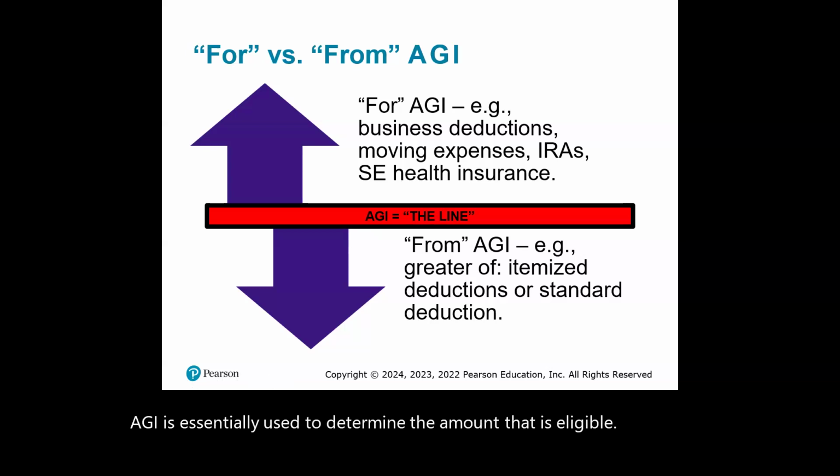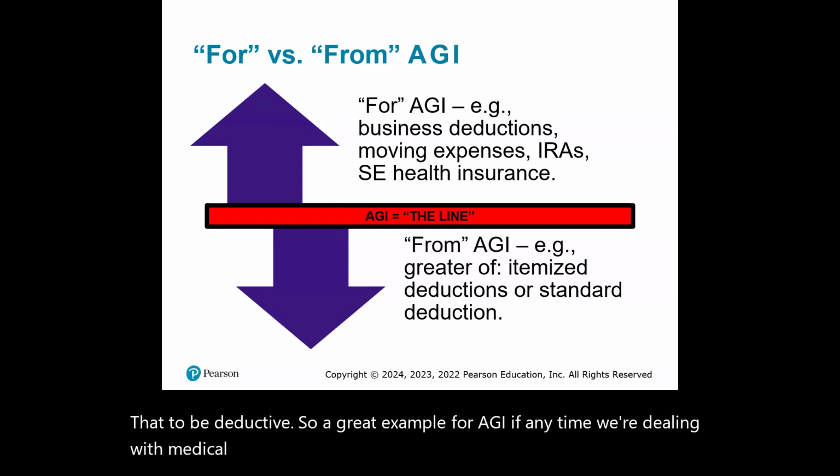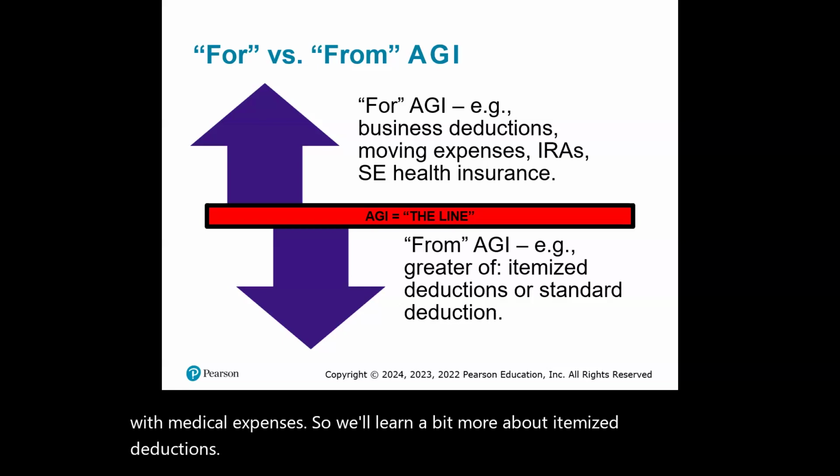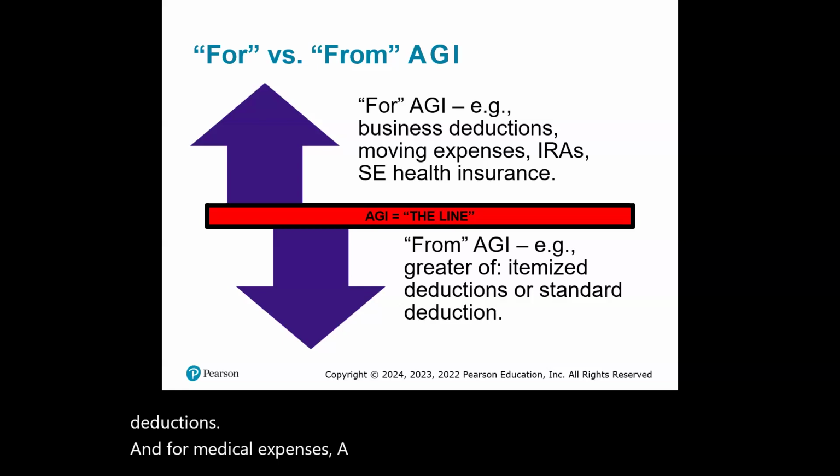To be deducted. So a great example for AGI is anytime we're dealing with medical expenses. So we'll learn a bit more about itemized deductions. And for medical expenses, AGI is essentially the ceiling floor.